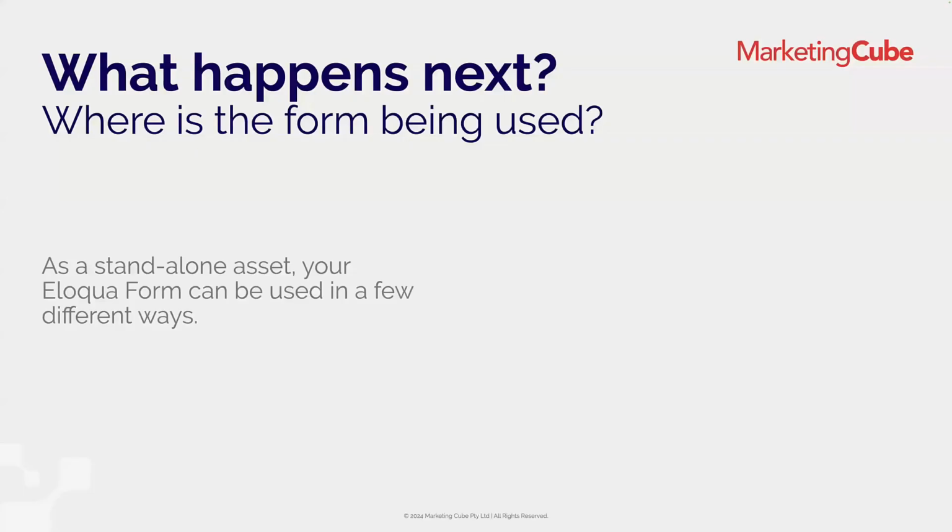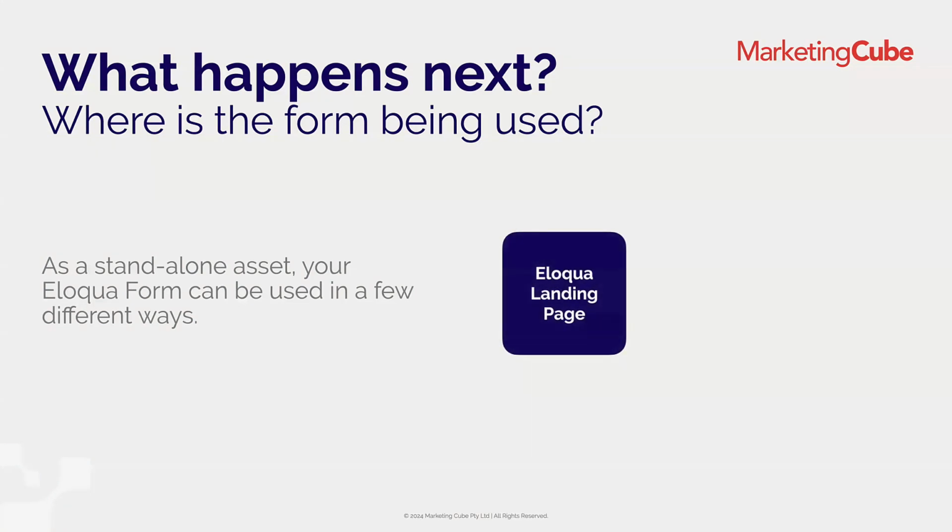What happens next? In relation to where the form is being used is probably the key question. For many, that Eloqua landing page is where your form will be hosted, but there are other options. Those other options include your CMS, and that would typically be a one-to-one relationship. By that I mean a single form in Eloqua connected to a single form on your CMS.